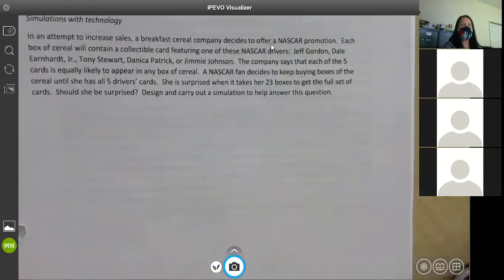In an attempt to increase sales, a breakfast cereal company decides to offer a NASCAR promotion. Each box of cereal will contain a collectible card featuring one of these NASCAR drivers: Jeff Gordon, Dale Earnhardt Jr., Tony Stewart, Danica Patrick, or Jimmy Johnson. The company says that each of the 5 cards is equally likely to appear in any box of cereal. A NASCAR fan decides to keep buying boxes of the cereal until she has all 5 drivers' cards. She is surprised when it takes her 23 boxes to get the full set of cards. Should she be surprised? Design and carry out a simulation to help answer the question.